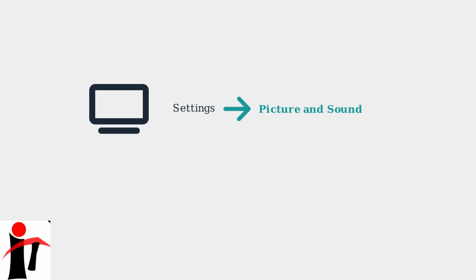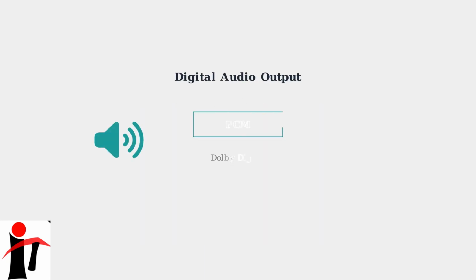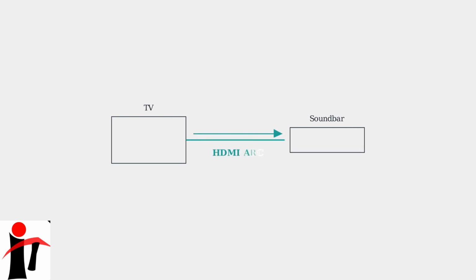Start by accessing your TV's picture and sound menu. The key setting to focus on is digital audio output. This is especially important if you're using external speakers connected via optical audio or HDMI ARC. HDMI ARC, or Audio Return Channel, allows audio to flow from your TV back to external devices like soundbars through the same HDMI cable used for video.